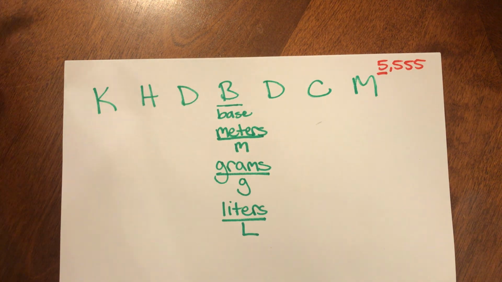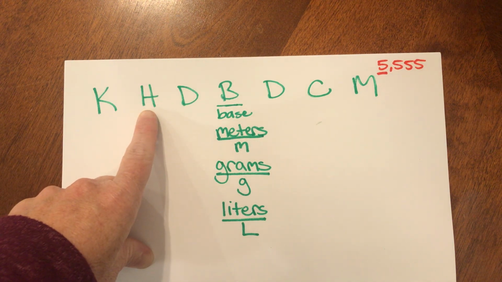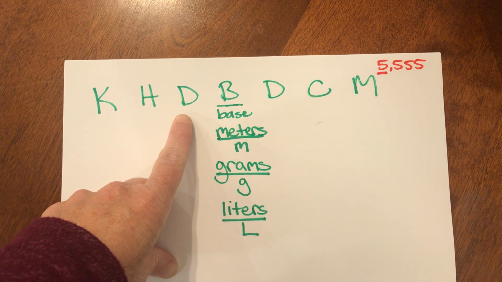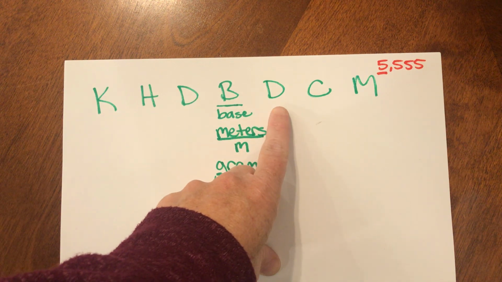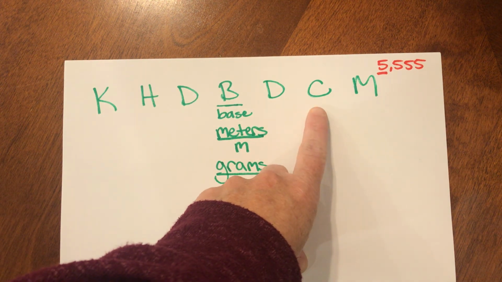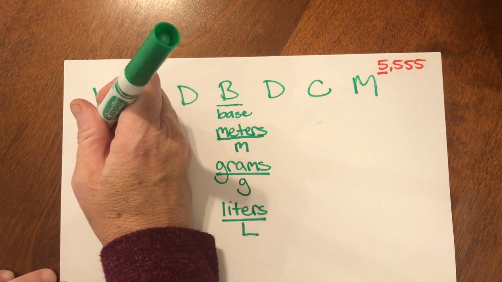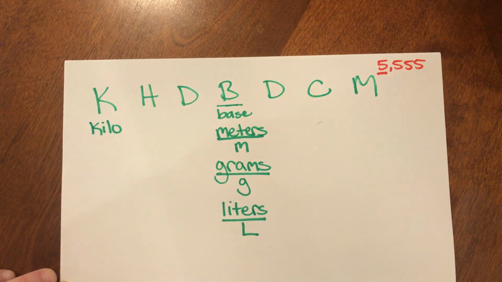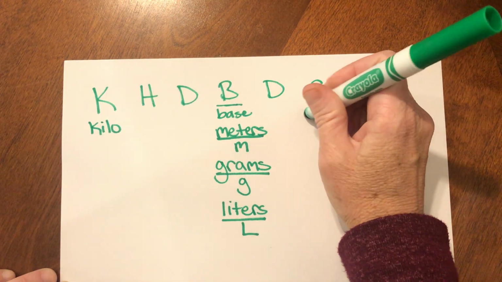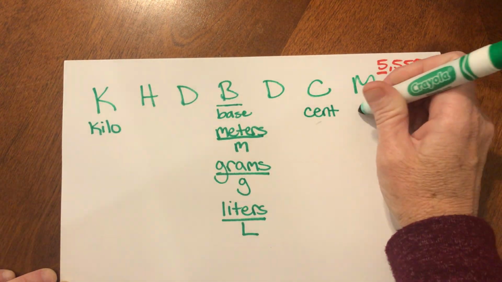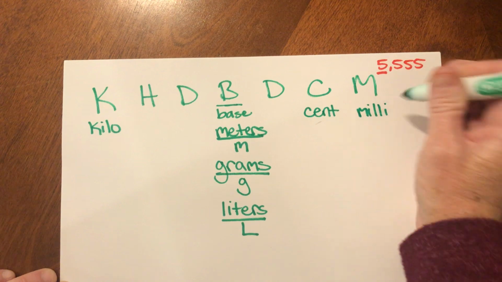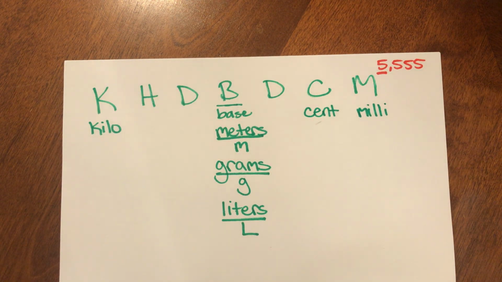The K stands for kilo, the H for hecto, the D for deca, the other D for deci, the C for centi, and the M for milli. The nice thing is we only really need to worry about 3 of them. The only 3 that we're going to ever see is kilo. We will also see centi, and we will also see milli. Those are the 3 that we're going to be focusing on.